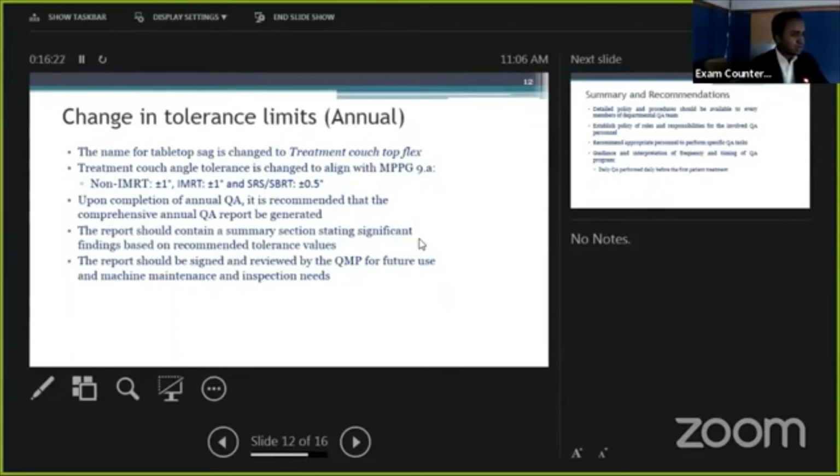Upon completion of annual QA, it is recommended that a comprehensive annual QA report be generated. It's now recommended in this report, TG 198, that after you have finished your annual QA, you need to generate a QA report. The report should contain a summary section stating significant findings based on the recommended values. So there should be a summary section in which you write all those findings, and tolerance and out of tolerance values, so that these reports should be signed off and reviewed by the QMP for future use.